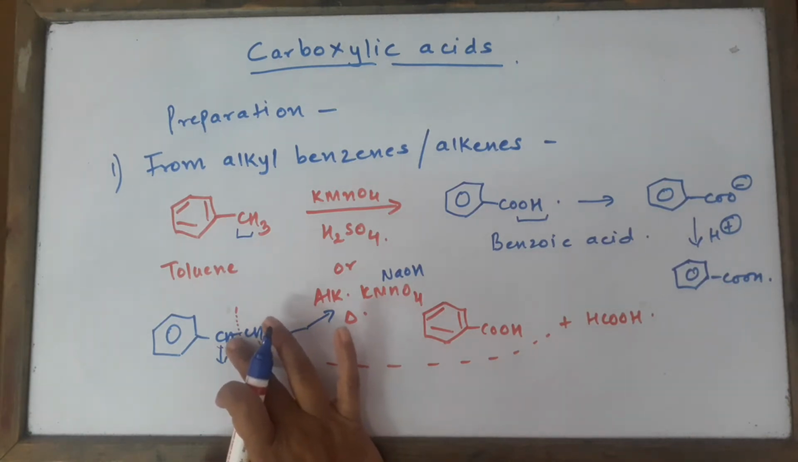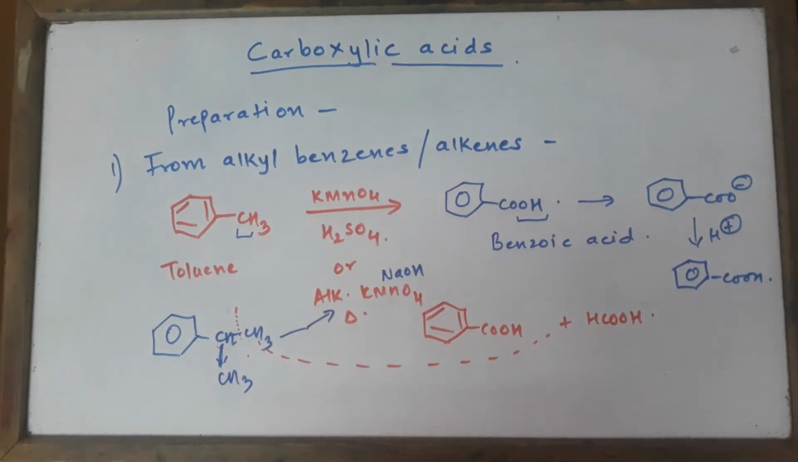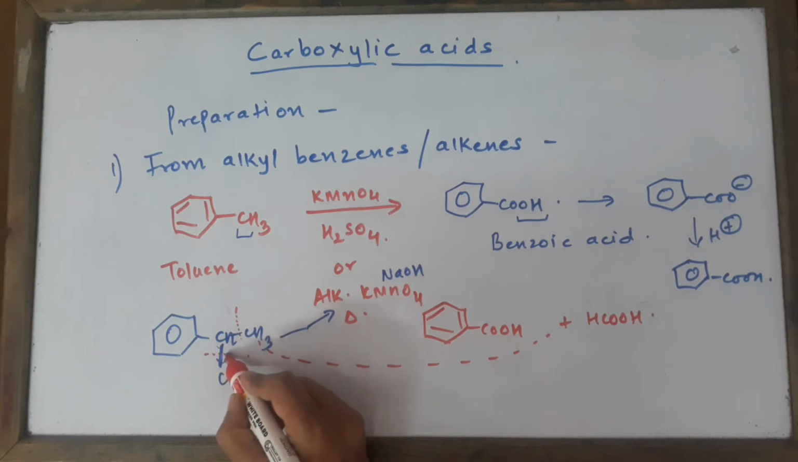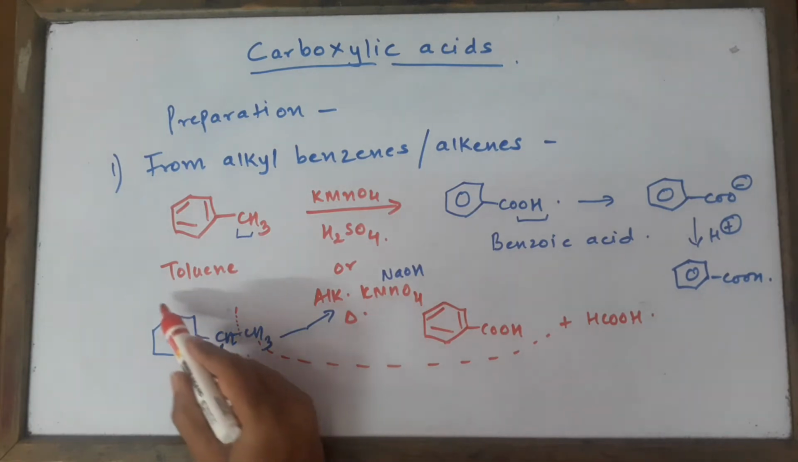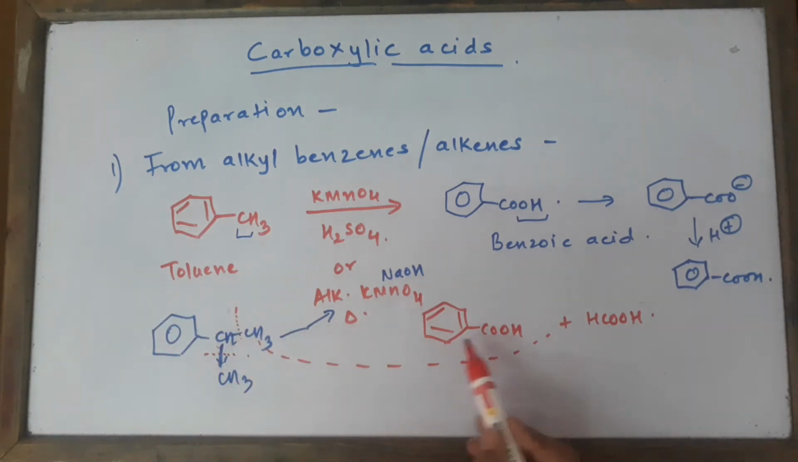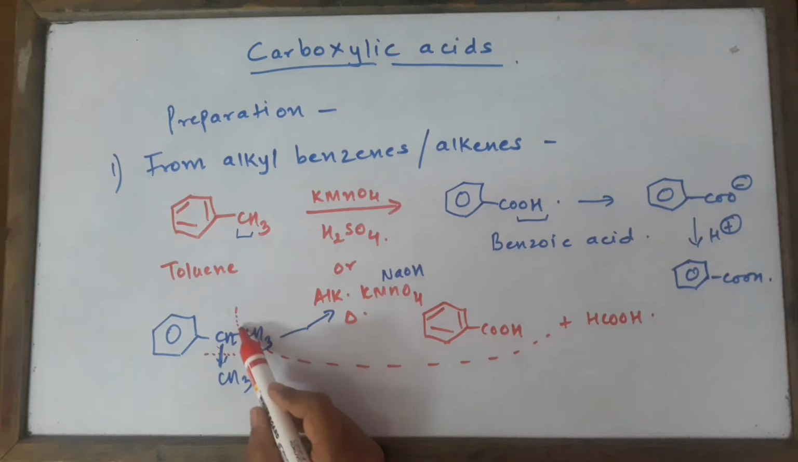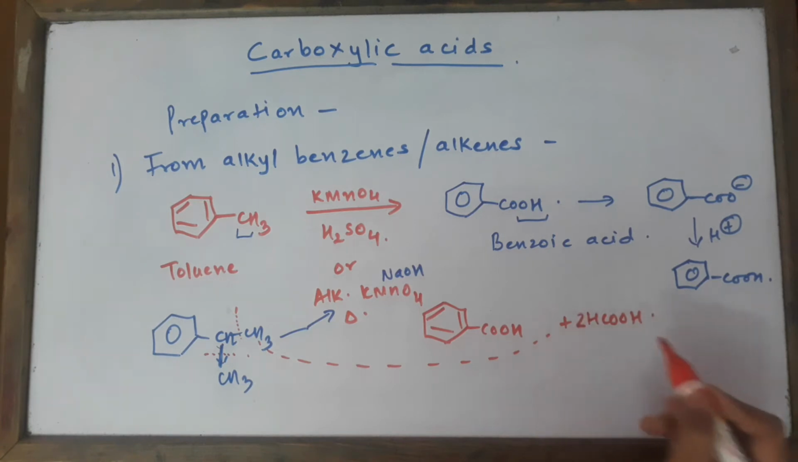Now let me just increase the branching over here. If I put one more methyl group, again the same way you're going to do in exam, okay? You're just going to break this part also. So this complete portion is going to give you benzoic acid, which is this. And how many fragments are coming out? You can see 2 fragments are coming out, right? So these 2 fragments will get converted to two molecules of formic acid, like that.